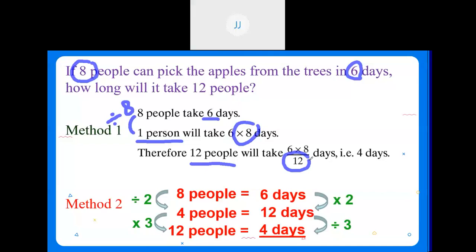Two people, right? This is also the same case. There is the same amount of apples in the garden, and if there are 8 people who want to take out the apples, it will take 6 days. If there are more people, they will be faster at taking the apples, right?